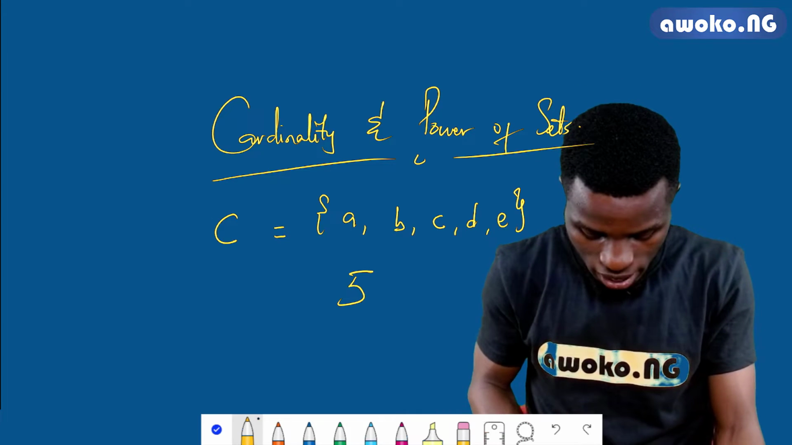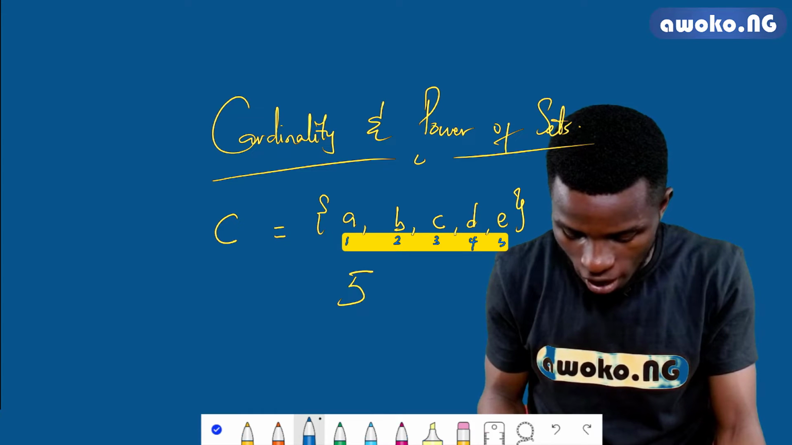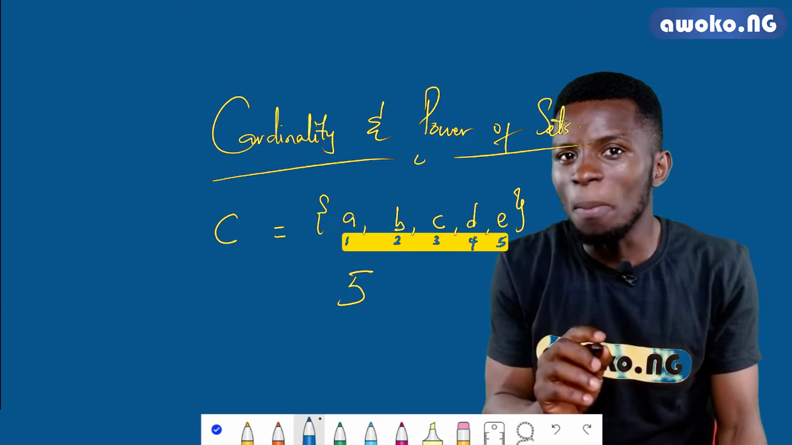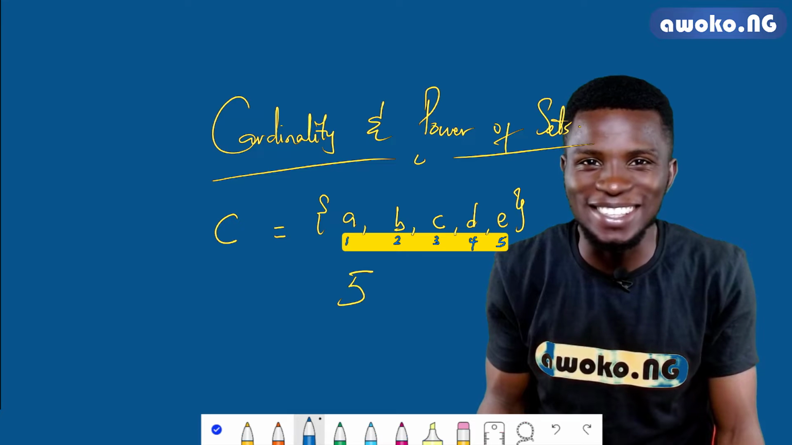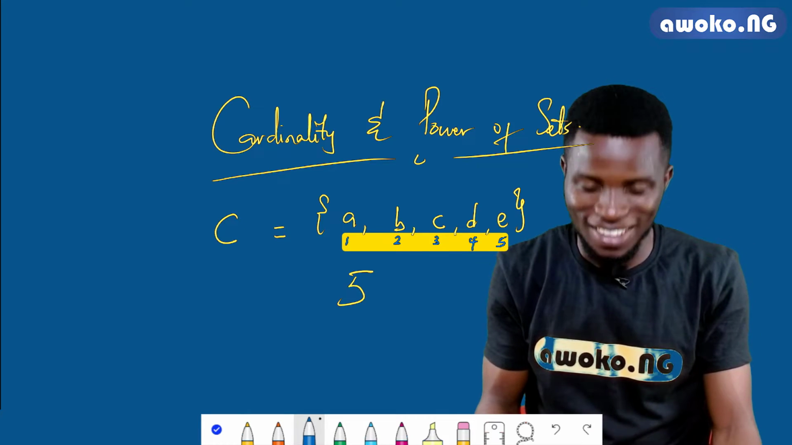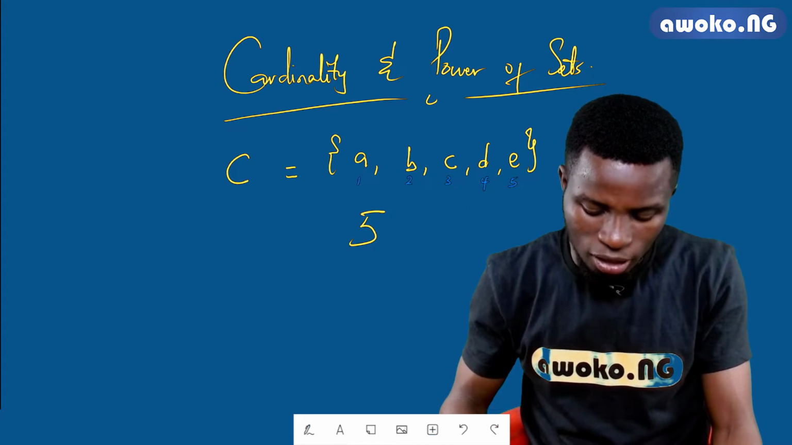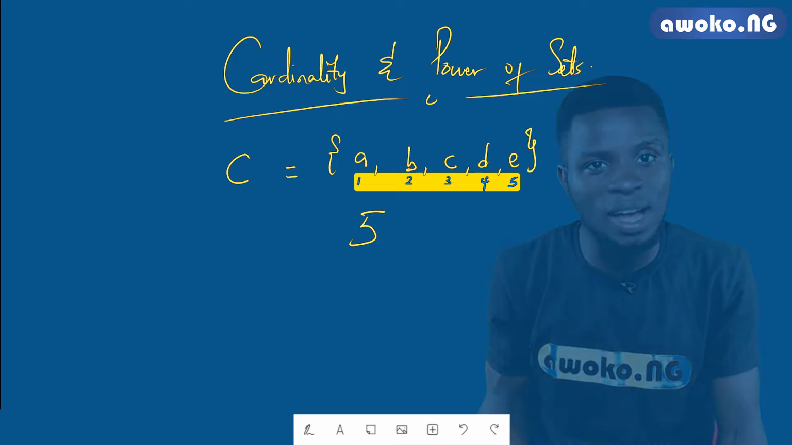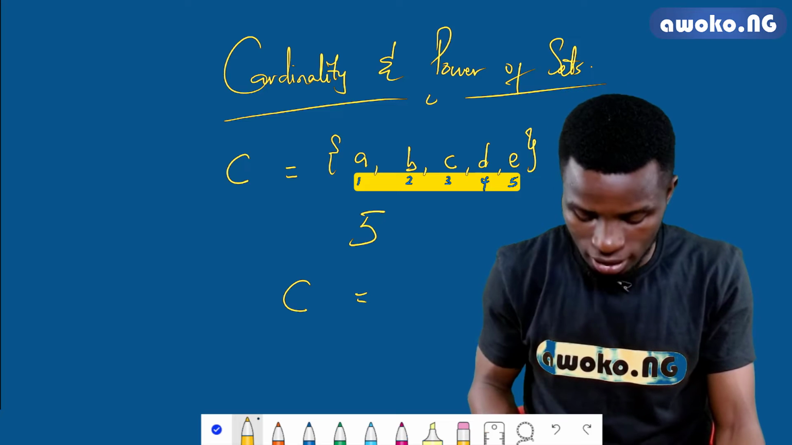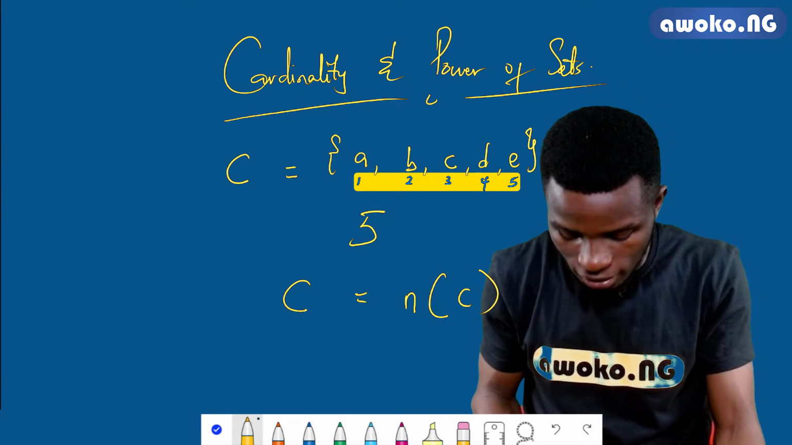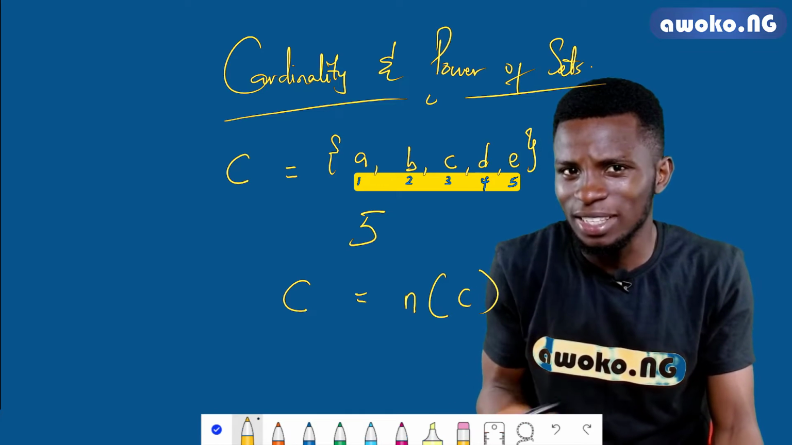So by counting, we have 1, 2, 3, 4, and 5. So by implication, the number of elements in a given set is called the cardinality of that particular set. So the cardinality of a set simply is the number of elements in a particular set. Considering the set C above also, the cardinality is denoted by n of C, that is the number of elements in C. Is that understood?